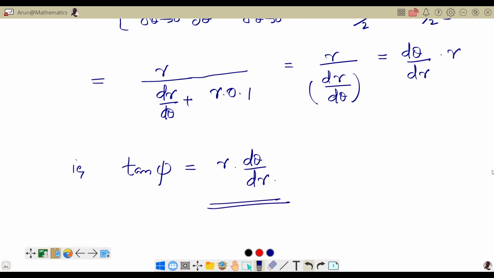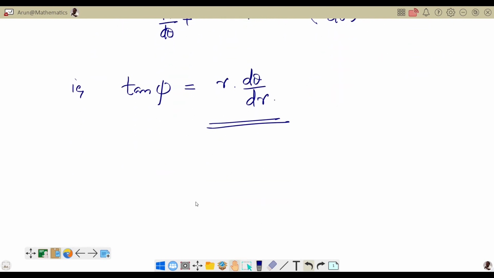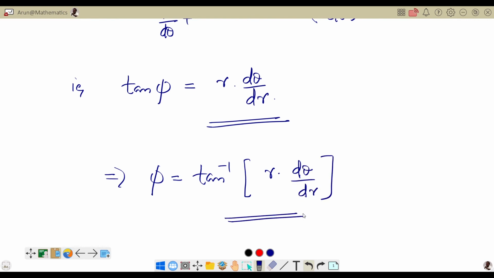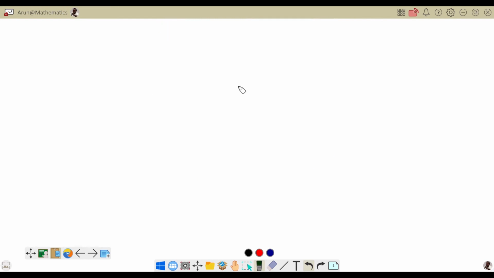We need phi, so that is the angle between the radius vector and the tangent. So this implies phi equal to tan inverse r into d theta by dr. So this is the expression we required: angle between the tangent and the radius vector. Now we can do a problem. So it is an example.